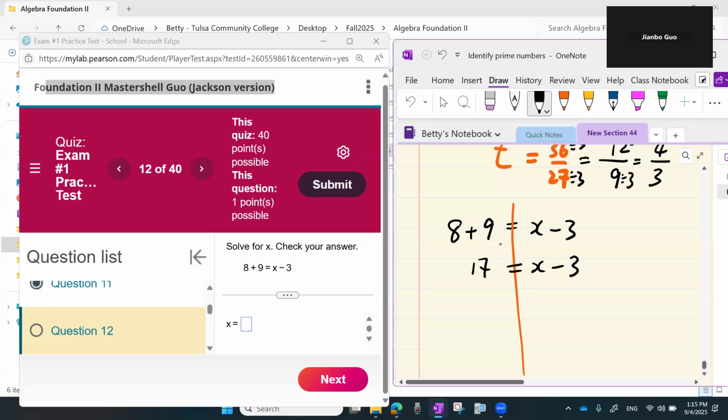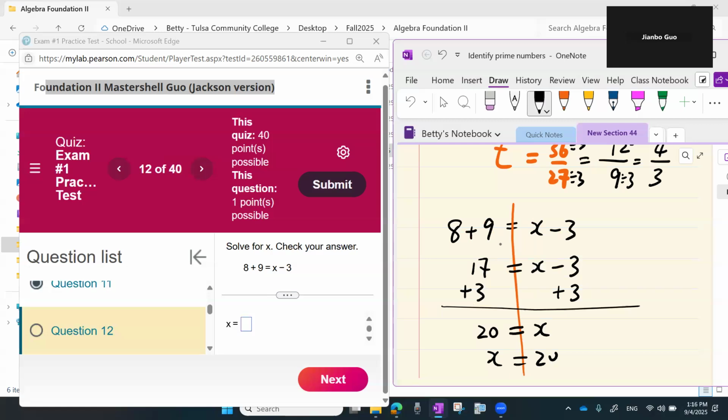On the right side, we have two terms. One of the terms is x. Since x is already on the right side, it doesn't hurt. We can just isolate the x on the right side, right? And how do we get rid of the negative 3? We add 3 to each side. And on the left, 17 plus 3 is 20. On the right, negative 3 plus 3 is 0. We have x equals 20.